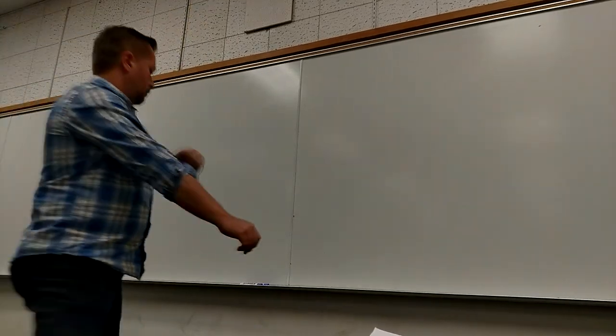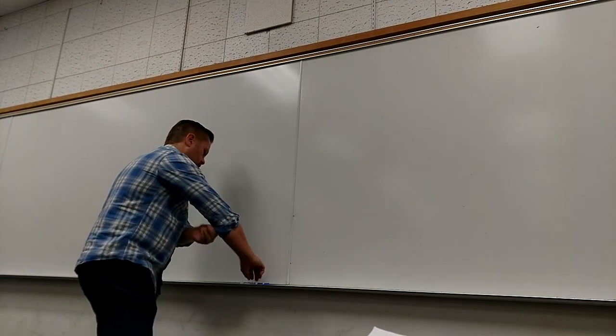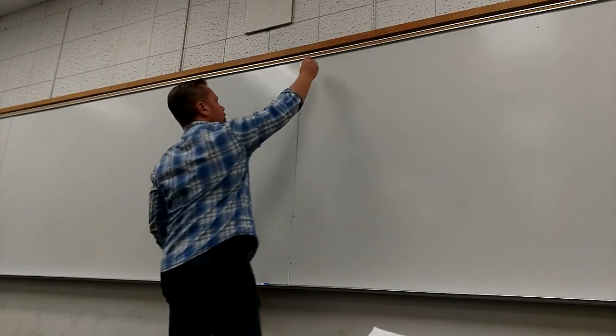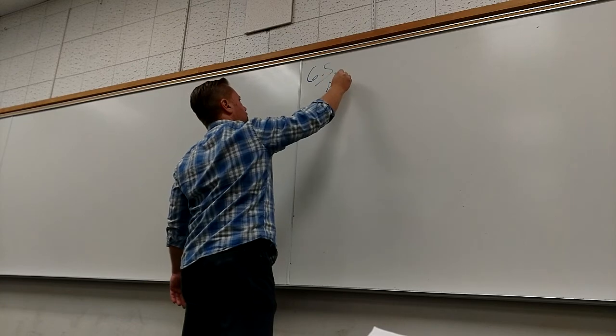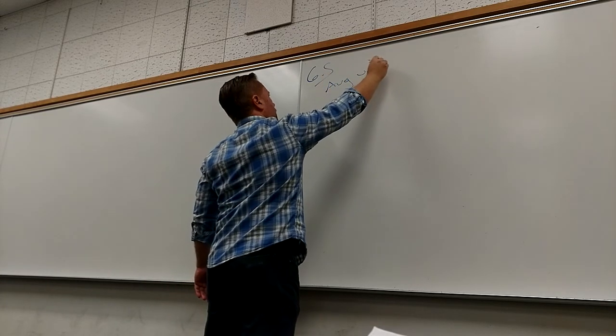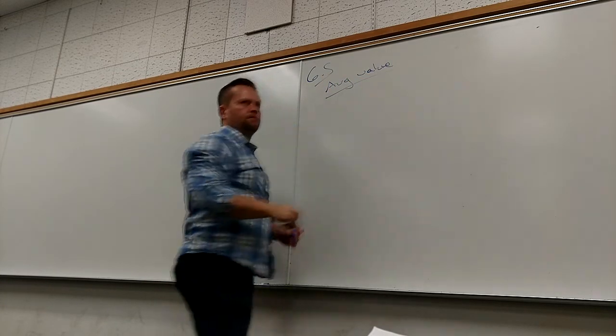And really, if you think about it, how do you average anything? How do you average a list of numbers? Add them all up. Divide by how many there are, right? So I'm going to come back to that definition at the end of what we do here. This is 6.5, the average value. I just want to do this section real quick.